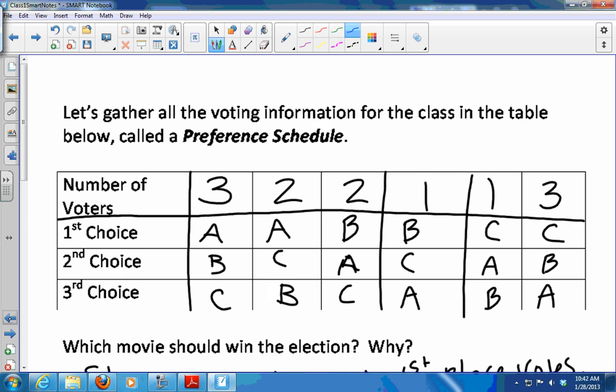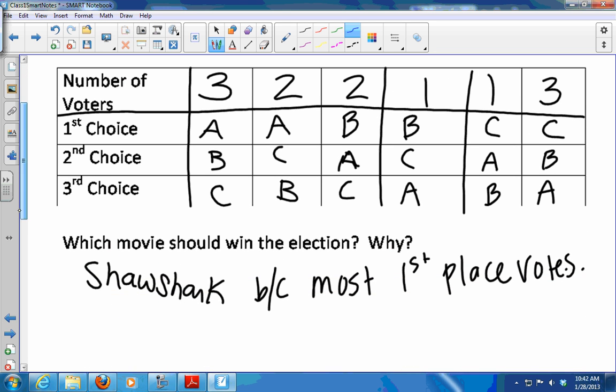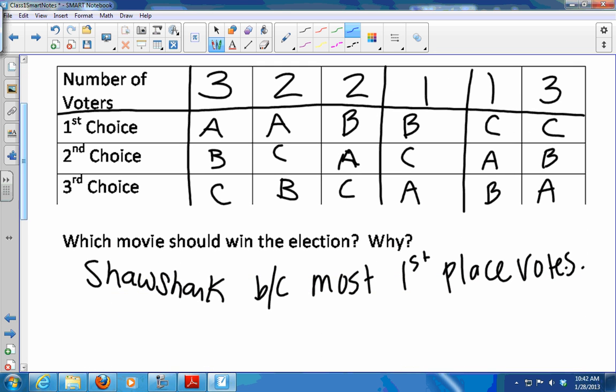So let's go back to our preference schedule here. We said that Shawshank should win because they have the most first place votes. How many first place votes do they have? 5. Okay. They have 5 votes, right? And we said 12 people voted. So does Shawshank have a majority? No. They win though. That's okay.